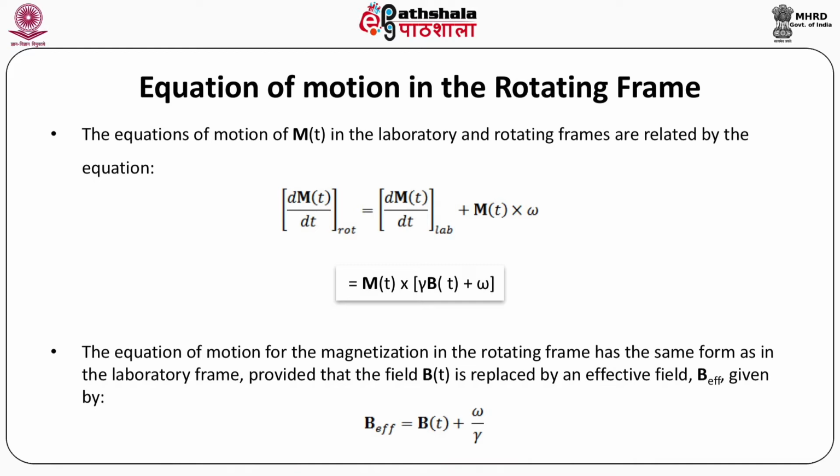The equations of motion of M(t) in the laboratory and rotating frames are related by the equation (dM(t)/dt) rotating = (dM(t)/dt) lab + M(t) × omega, where omega is the angular velocity, which equals M(t) × γ(B(t) + omega/γ). The equation of motion for the magnetization in the rotating frame has the same form as in the laboratory frame, provided that the field B(t) is replaced by an effective field B effective, given by B effective = B(t) + omega/γ.